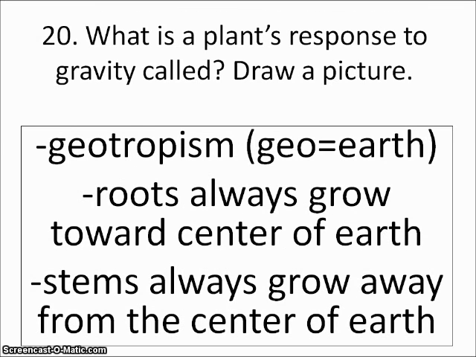Okay, number 20. What is a plant's response to gravity called? Draw a picture. And we've got some different examples. Geotropism, geo is the prefix for earth. The roots will always grow toward the center of earth, the roots. And then the stems will always grow away from the center of earth, geotropism.